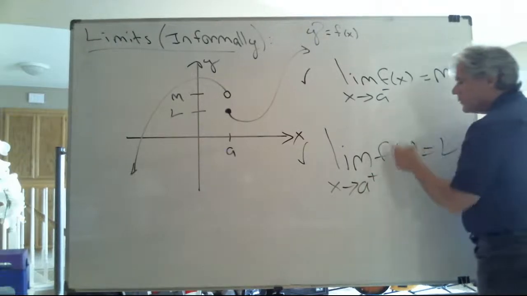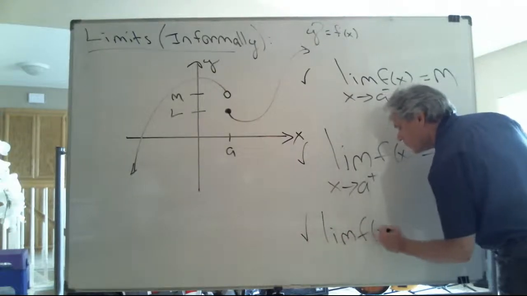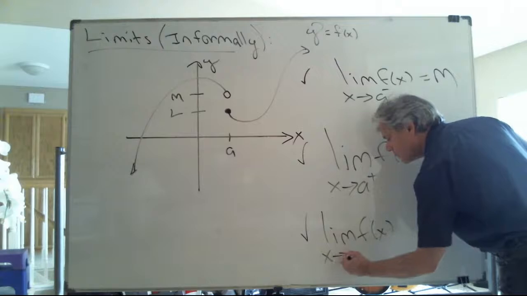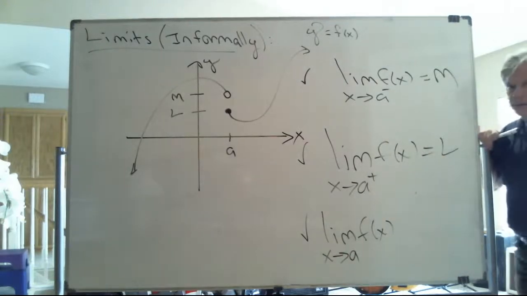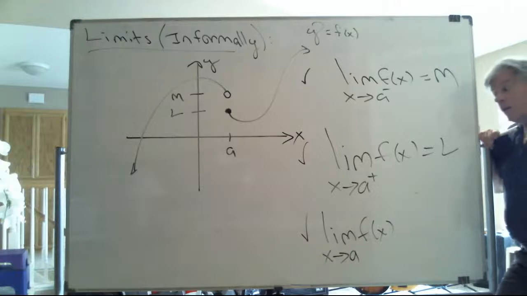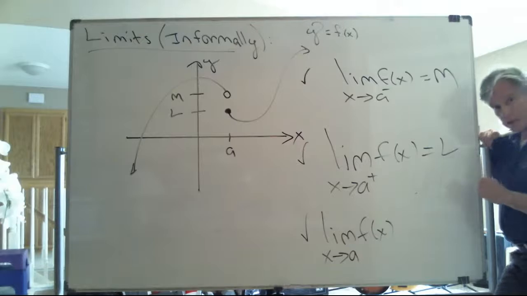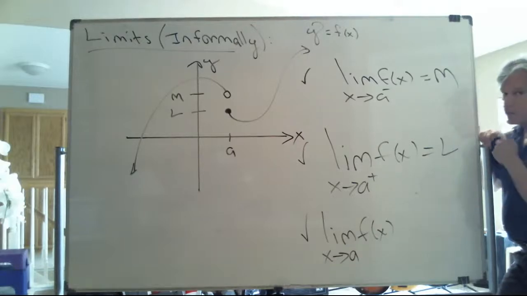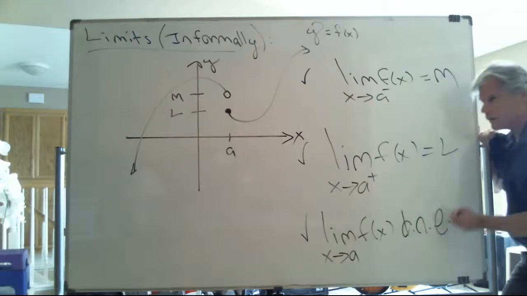Now, if I do not use any superscripts, then this is understood to be a two-sided limit. This two-sided limit is going to exist as long as these two one-sided limits agree. And in this particular case, they don't. So I will say the limit does not exist.